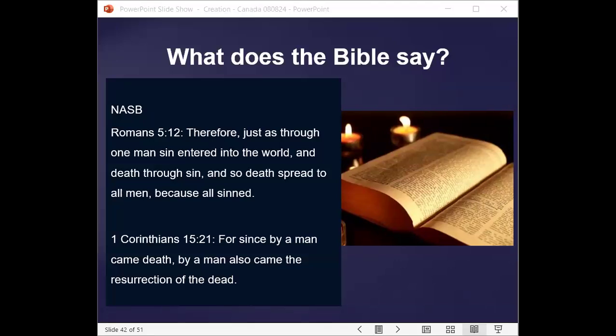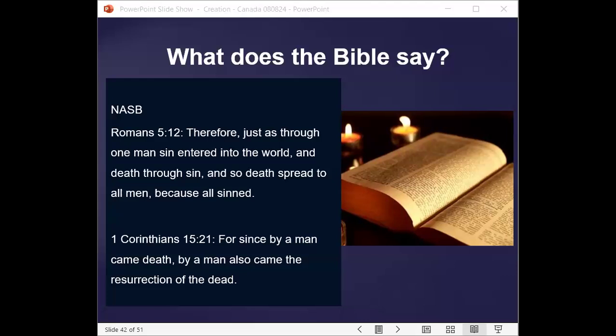Let's all read together. Romans 5:12. Therefore, just as through one man sin entered into the world, and death through sin, and so death spread to all men, because all sinned. Now, 1 Corinthians 15:21. For since by a man came death, by a man also came the resurrection of the dead.